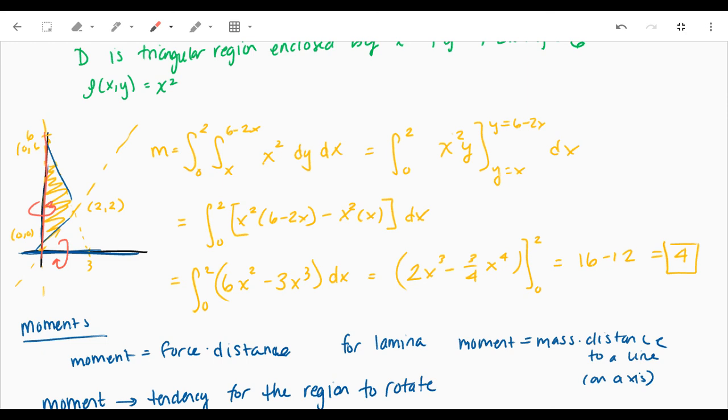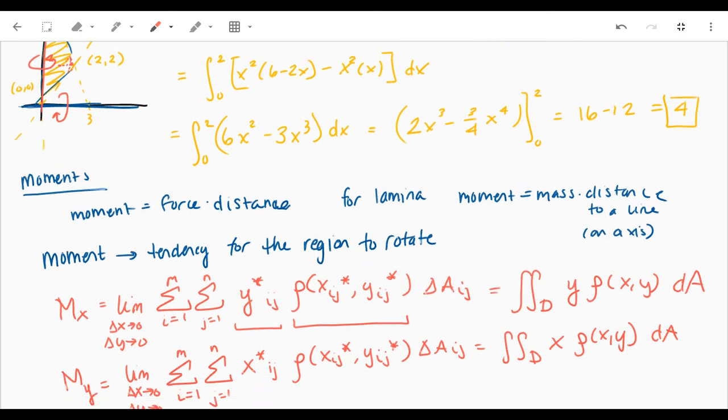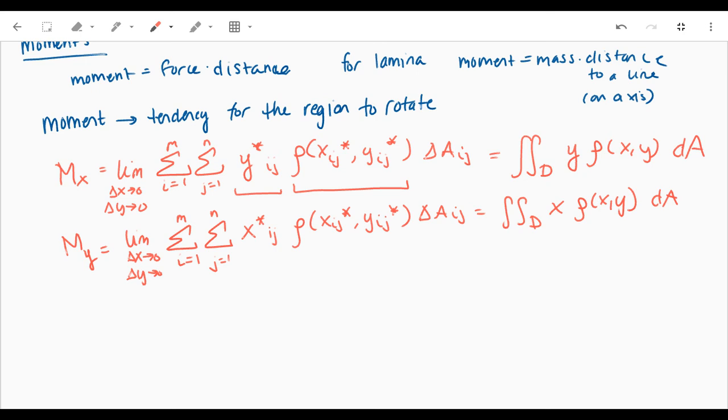Okay? And what does help your moment about the y-axis is that your density increases quadratically as x increases. So we've got the densest points over here, okay? So that helps with your moment about the y-axis, but it also helps with your moment around the x-axis too, because they're not right on the x-axis either. So anyways, let's find these.